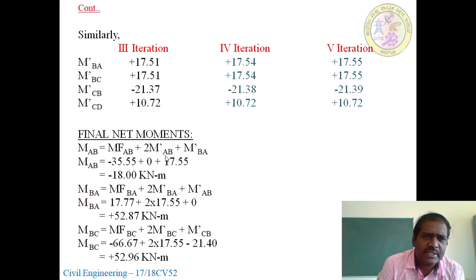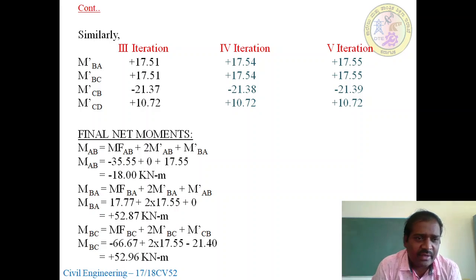Then final moments: MAB is equal to MFAB plus 2 into near end contribution plus far end contribution, m dash BA. So MAB is equal to minus 35.55, the fixed end moment for AB, plus m dash AB is 0, and m dash BA is 17.55. That's the fifth iteration. So the value is minus 18.